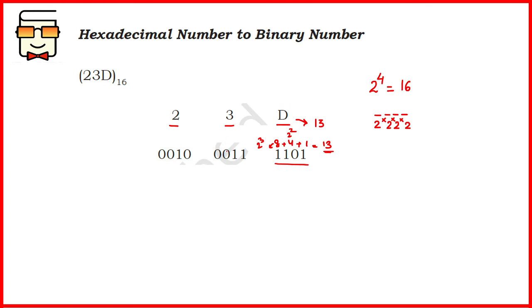Then corresponding to 3 you have 0011. For 2 you have 0010. So the final answer is 0010, 0011, 1101 in binary. Writing the base of the number is very important. Please do not lose your marks by missing this.